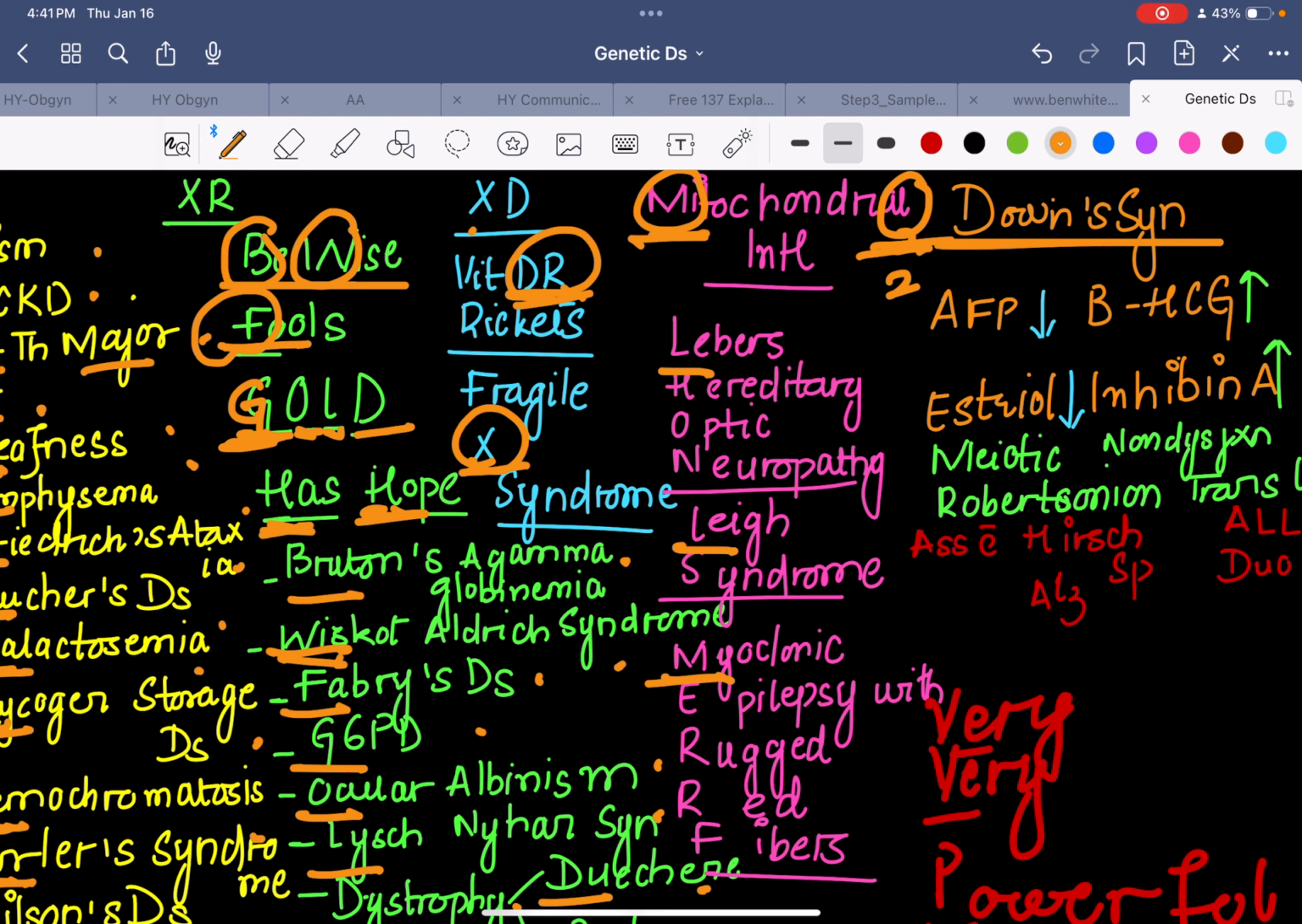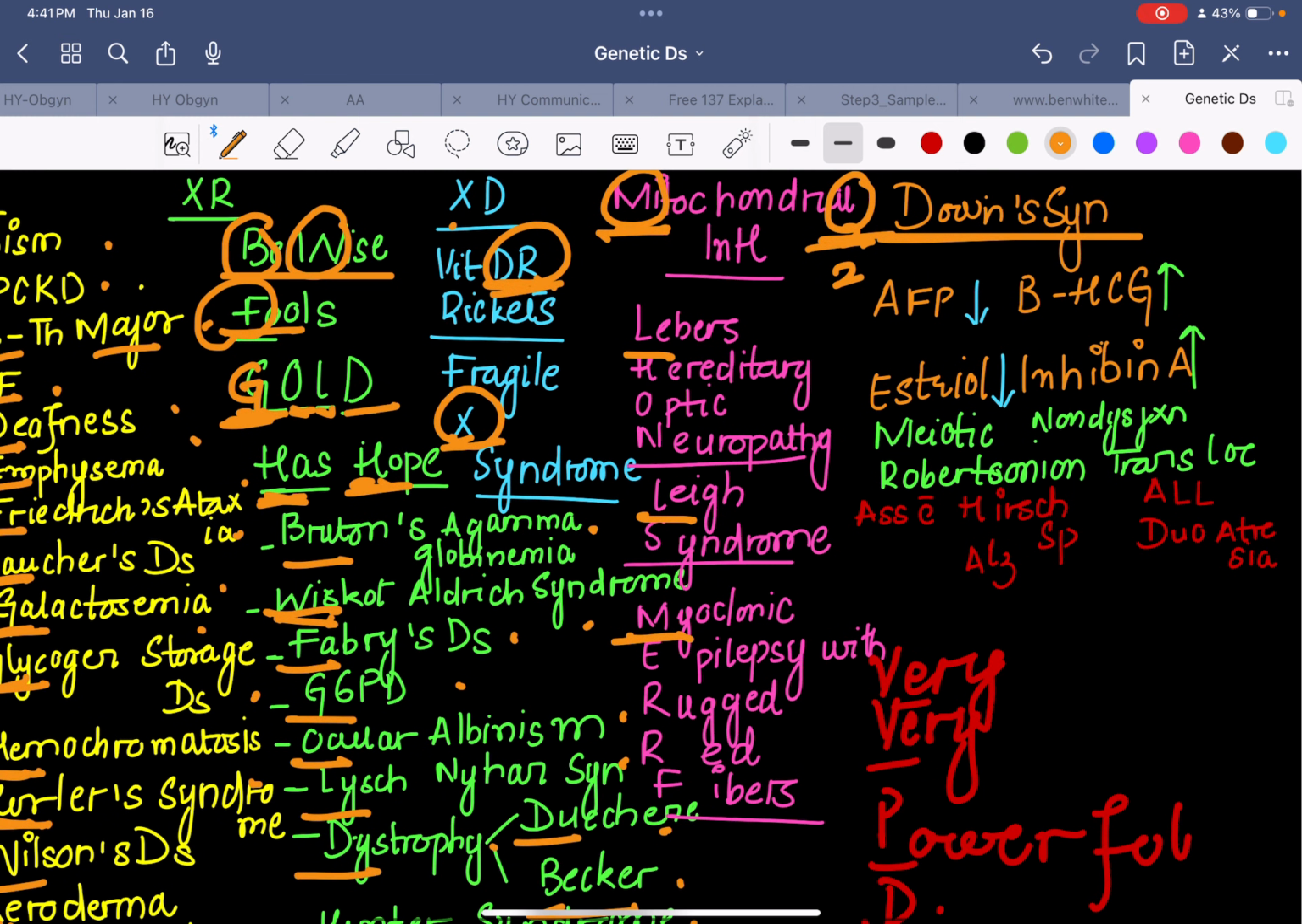Just a quick review about Down syndrome, which values are going to go up in Down syndrome and which will go down. In order to memorize this, I have just memorized it like this: whichever name has an H in it, those values will go up, and the names that do not have any H will go down. So beta HCG along with inhibin both have an H in them, so they go up, whereas alpha fetoprotein and estriol don't have an H in them, so they go down, right?